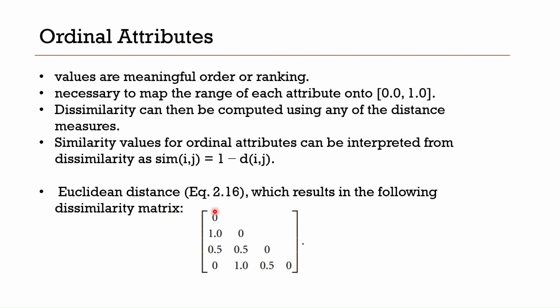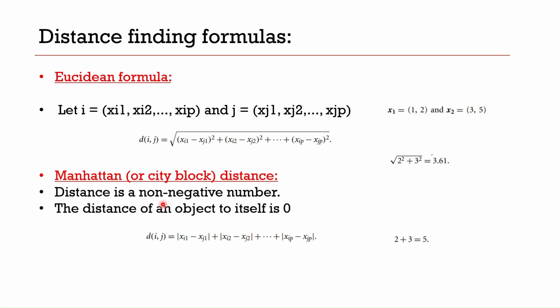Now we will learn how Euclidean distance works and the other distance formulas which can be used to find the dissimilarity and similarity of ordinal attributes. First, the Euclidean distance formula, also known as the Pythagoras formula, finds the distance between two points within the graph. There are two points, x1 and x2. Here we take the square root of (x2 minus x1) whole square plus (y2 minus y1) whole square, where 3 minus 1 is 2 and 5 minus 2 is 3. Squaring and taking the square root gives 3.61 as the distance.